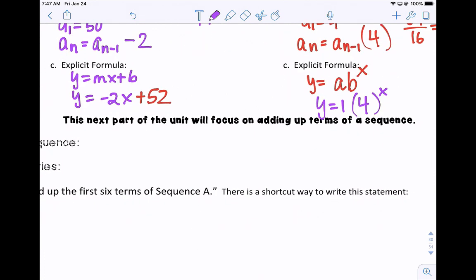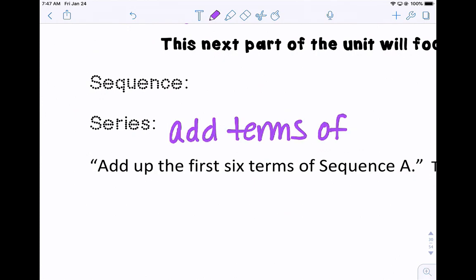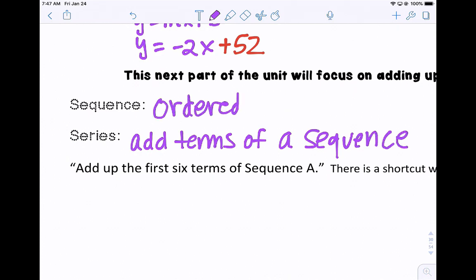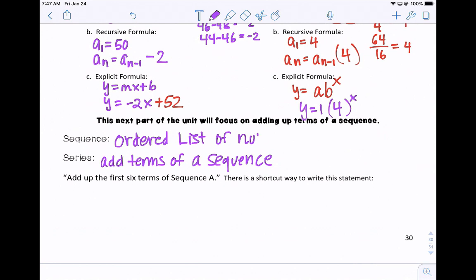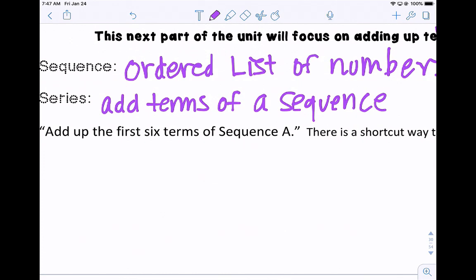Okay, so the next part of this unit will focus on adding up terms of a sequence. And so that does have a name. It's a series. A series is when you add terms of a sequence, when you're adding up lists of numbers. And if you recall, a sequence is your ordered list of numbers. So your sequence is your list of numbers, has some kind of pattern, adding or subtracting. A series is when you add up terms of a sequence.